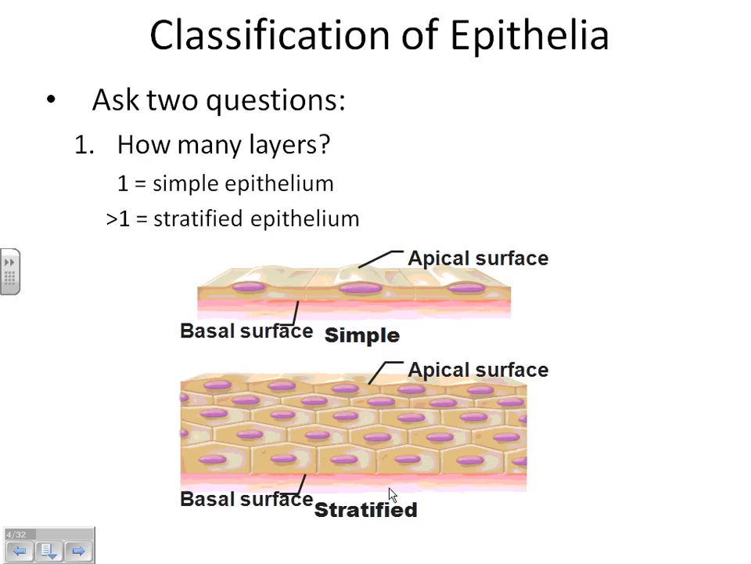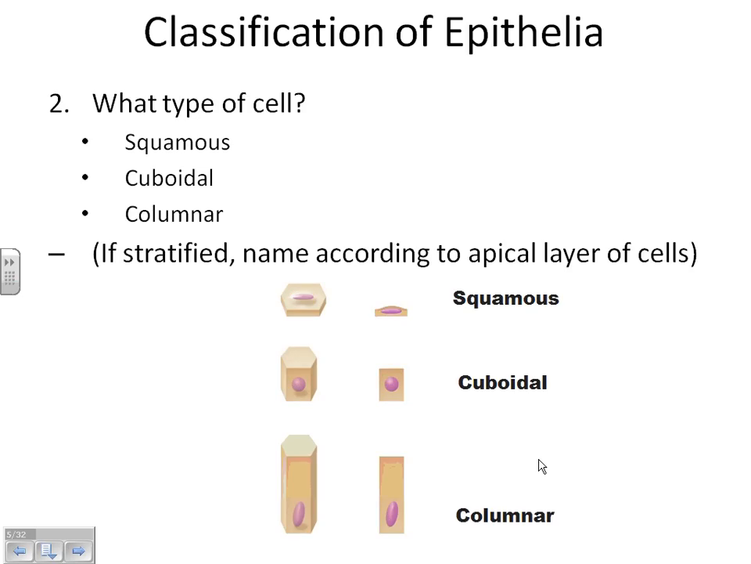Now, some of this will be reviewed from lab. We classify our epithelium two ways. Number one way is by how many layers of cells we have on top of the basement membrane. If you have one layer of cells, it is considered simple epithelium. If you have any more than one layer, it's considered stratified. Okay? Okay, pink is basement membrane. So one layer of cells, simple. Multiple layers, stratified.